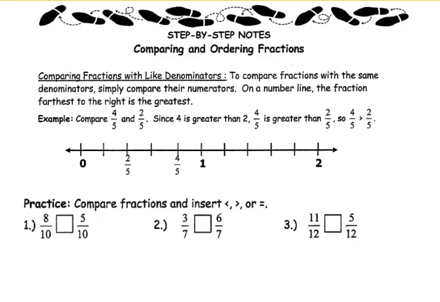But without drawing a picture, it is still easy to compare fractions if their denominators are the same. You simply compare their numerators. For example, 8/10 and 5/10. Only look at their numerators. 8 is greater than 5, so 8/10 is greater than 5/10. 11 is greater than 5, so 11/12 is greater than 5/12.